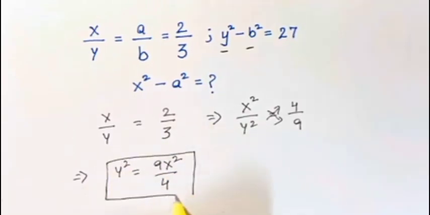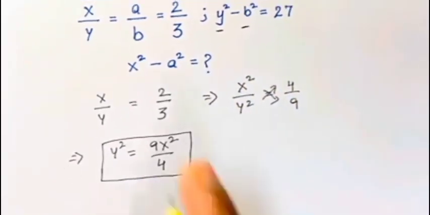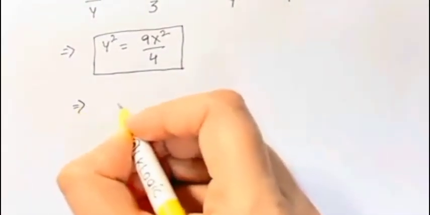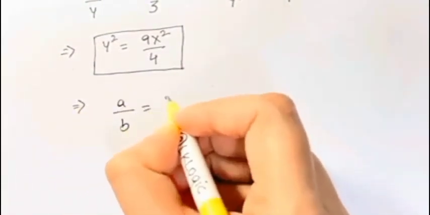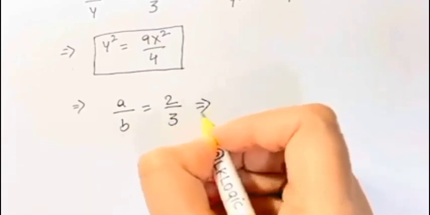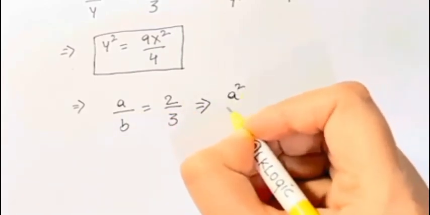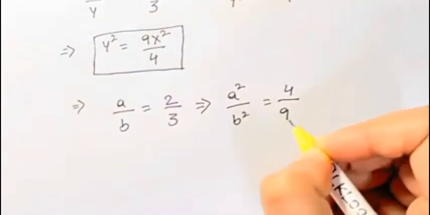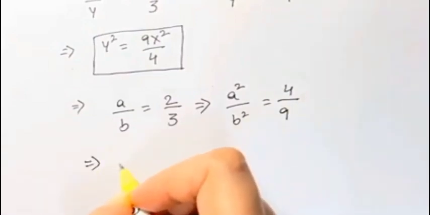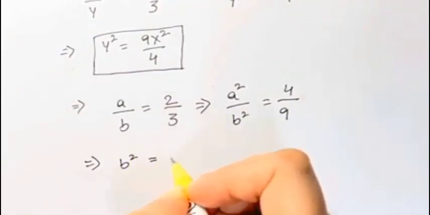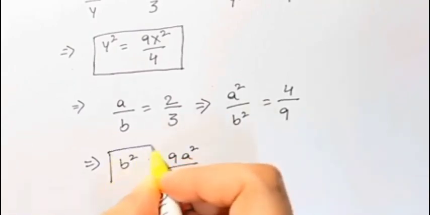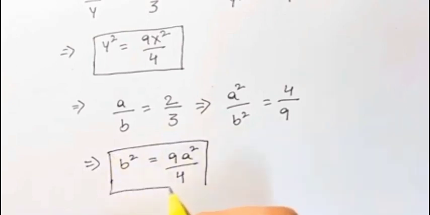Now I've got y square. Let me find out what is b square. So for b square, I'm going to equate this and this. A over b is equal to 2/3. Let's square. A square over b square is equal to 4 over 9. Now I just want b square from this. So b square will be 9a square over 4. So I've got y square and b square.